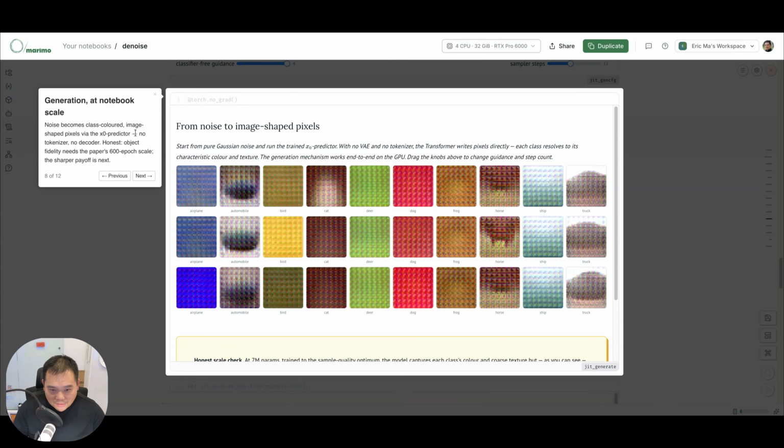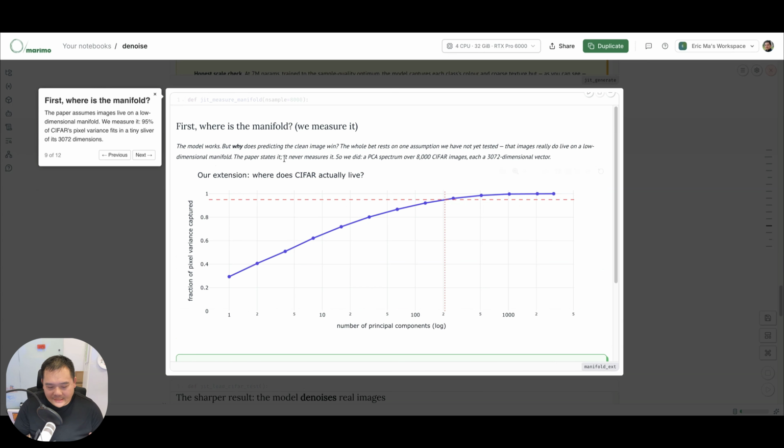And that made me a little curious. The whole argument assumes images sit on a low-dimensional manifold, but the paper doesn't really check that. So I decided, let's check that. We did a PCA over thousands of CIFAR images, and it shows that 95% of the variance lie in just 208 of 3,000 dimensions. And it's real, and it's thin.